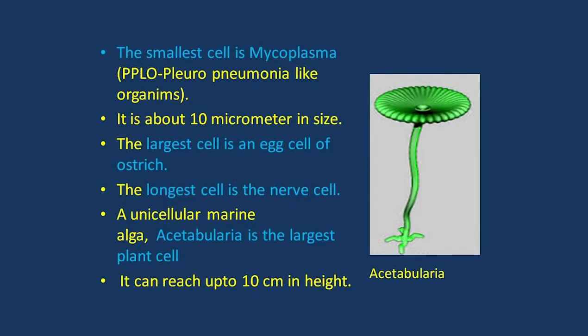The smallest cell is mycoplasma, also called pneumonia-like organisms. It is about 10 micrometers in size. The largest cell is the egg cell of the bird ostrich. The longest cell is the nerve cell. A unicellular green alga called Acetabularia has the largest plant cell, which can reach up to 10 centimeters in height.